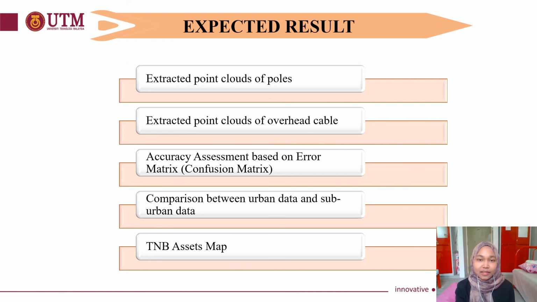Towards the end, there will be 5 expected results from this research, which is extracted point clouds of poles, extracted point clouds of overhead cable, accuracy assessment based on error matrix, which is confusion matrix, and then comparison between urban data and suburban data, and also the last one is the TNB assets map.